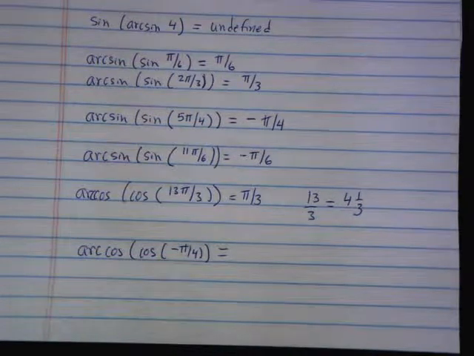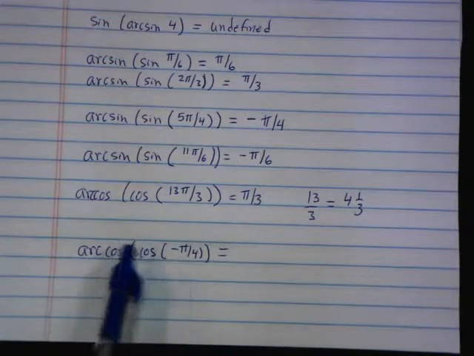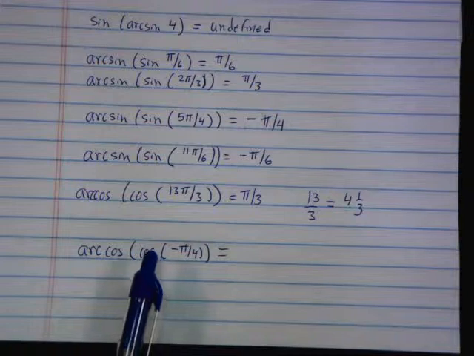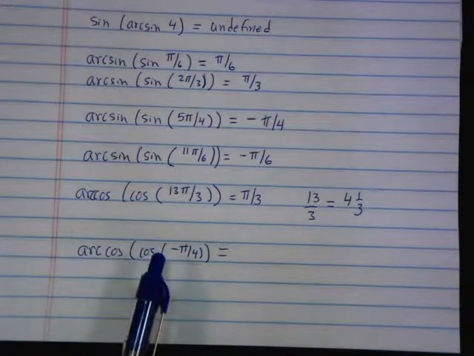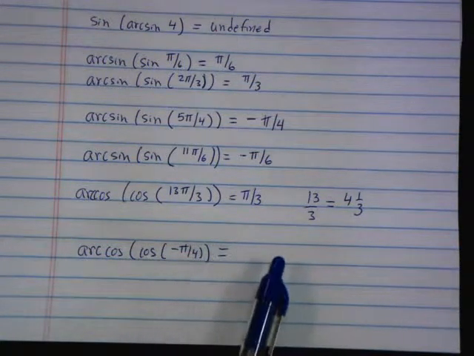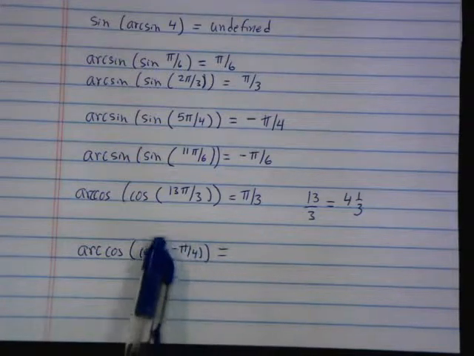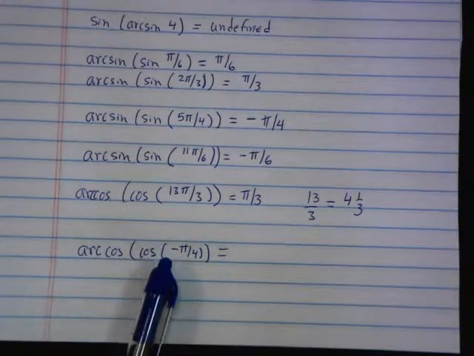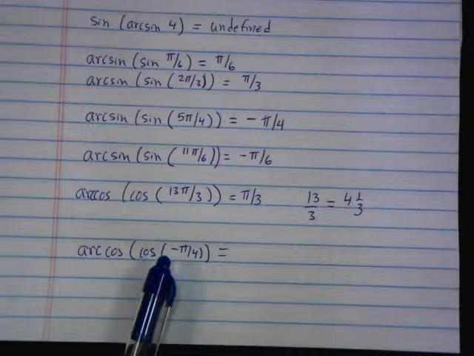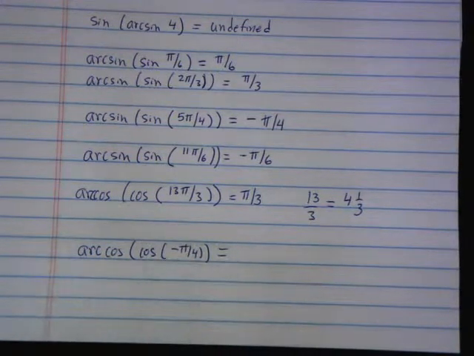If I were dealing with arc sine and sine, the answer would be very, very simple. The answer would be negative pi over 4, because negative pi over 4 is in the appropriate domain and range of the sine and the arc sine function. Pi over 4 is not the right answer here, though. So what is the right answer?